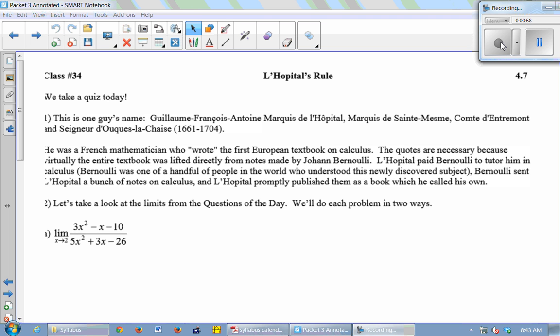L'Hopital had paid Bernoulli to tutor him in calculus because he was one of only a handful of people in the world who understood this new subject. And Bernoulli sent L'Hopital a bunch of notes on calculus, and then L'Hopital published them as a book that he called his own. So today we are going to study a rule named after him that is probably not really his.